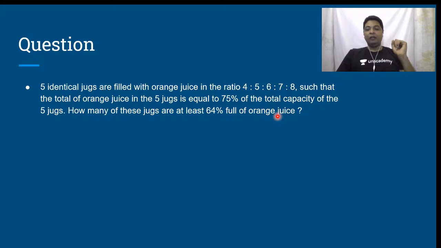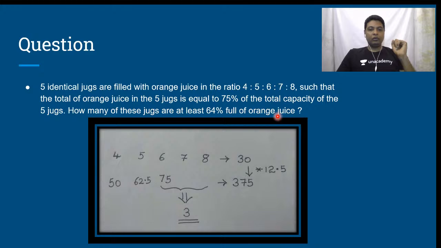Is that clear? For those of you who are unable to get that, let me give you the solution in writing. 4 is to 5 is to 6 is to 7 is to 8, that is total is 30 units. If I consider that the total is 75% of the total capacity, that means 75 5 times, which is 375. If 30 corresponds to 375, then 1 corresponds to 12.5. If 1 is 12.5, then 4 would be 50, 5 would be 62.5, 6 would be 75, 7 would be more than 75, and 8 would be much more than 75.